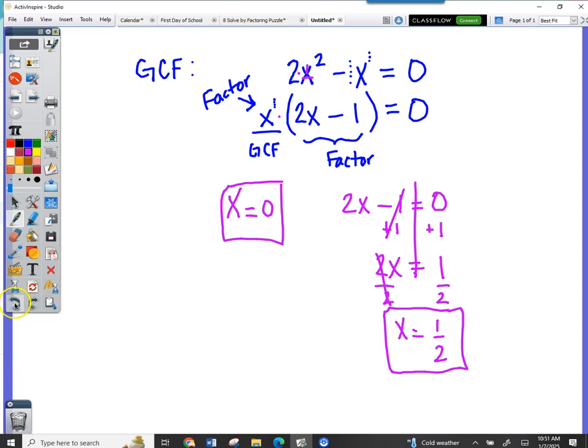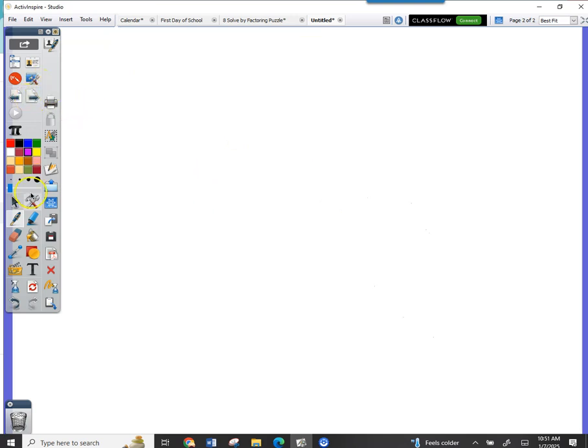Now, this was factoring by GCF. This was when there's two terms. Notice there's two terms here, and they had a GCF. So you pull the GCF out, you set them each equal to 0, you solve. There's only 2 of those on this worksheet. The rest of the worksheet is the box method. Y'all remember this?